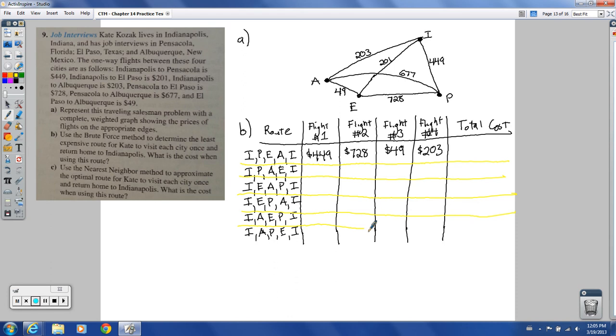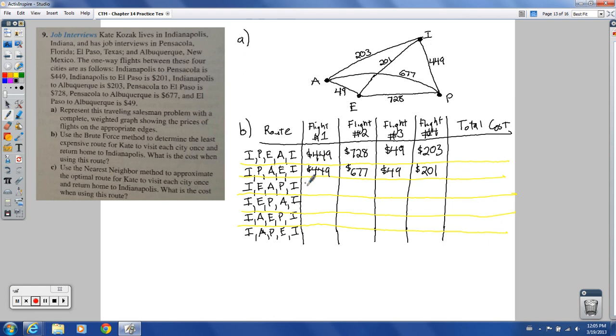I'm using the black pen again. Okay, I to P, 449, P to A to Albuquerque, 677, and then Albuquerque to El Paso, 49, and finally back home to Indianapolis, 201. That one to me looks cheaper immediately because this one's cheaper, this one's cheaper, so that's going to be a better option than the first one was.